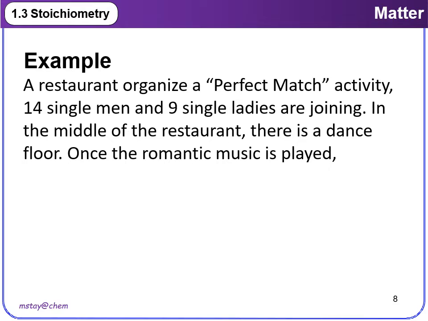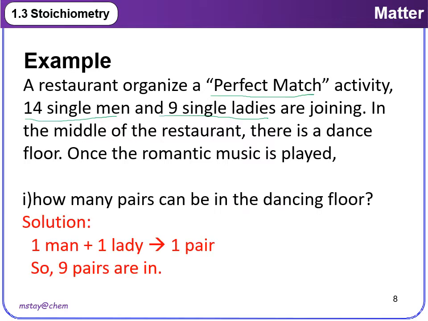A restaurant organized a perfect match event and there are 14 single men and 9 single ladies joining. In the middle of the restaurant there is a dance floor. Once the romantic music is played, how many pairs can be on the dance floor? Because normally 1 man goes with 1 lady, there will be 1 pair. Now because here we have 14 men and 9 ladies, the total on the dance floor supposedly is 9 pairs.